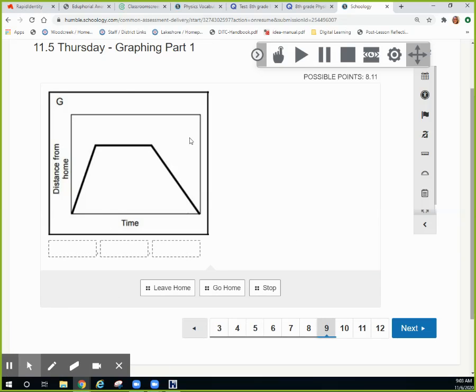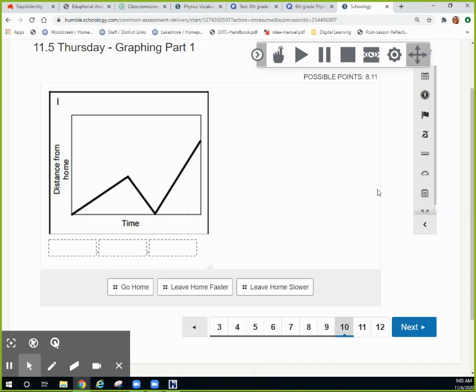And this graph looks pretty similar as well to the one we just did. They're leaving home, they stopped, and they're going home. Okay? Their distance is increasing from home. They stopped, and then they went home.